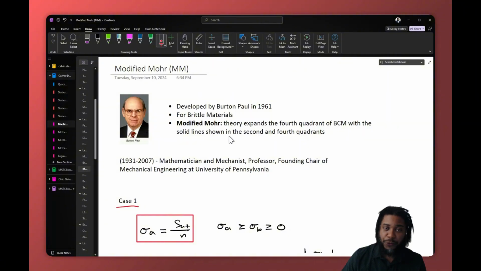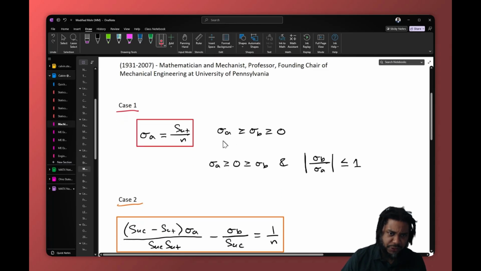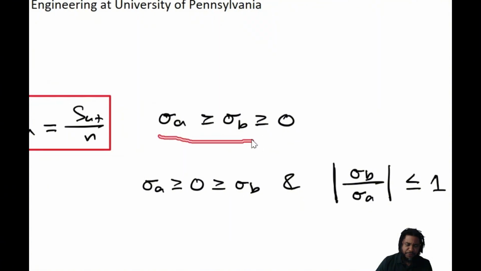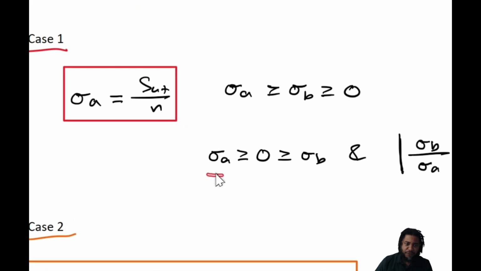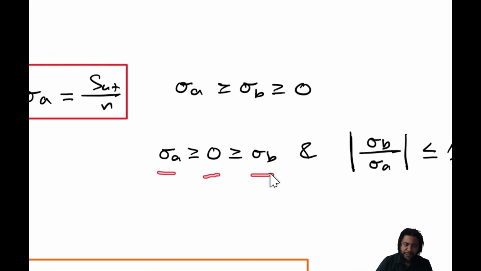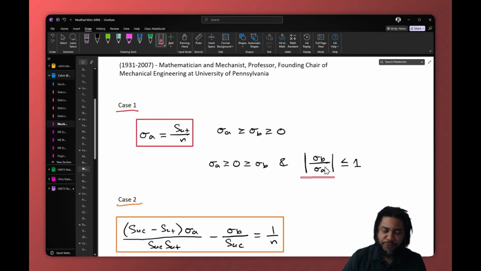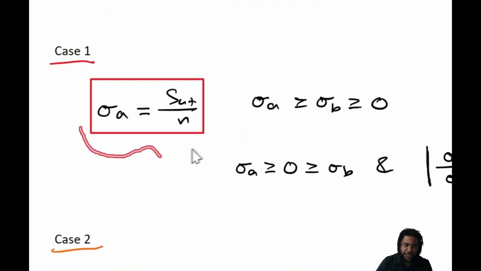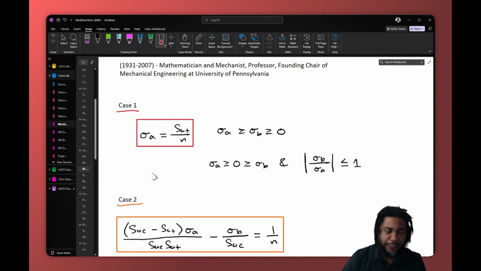Now let's look through how this function arises. Case one, let's assume that our principal stresses are both greater than zero, or that the first principal is greater than zero, the second one is less than zero, and the ratio between the second and the first is less than or equal to 1. That is our first case, which produces a line, a vertical line, right?